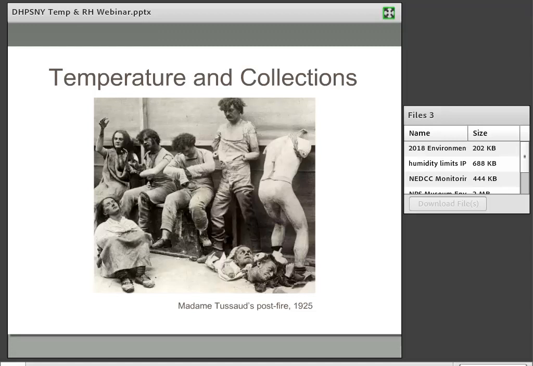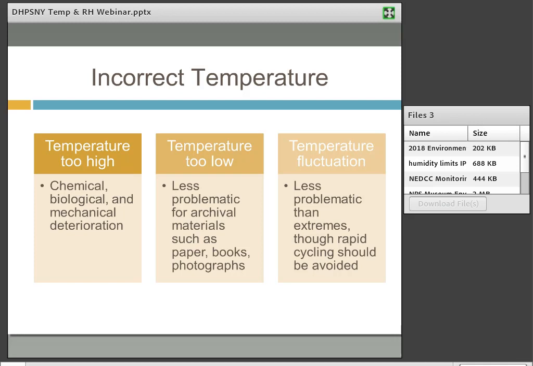So we're going to look at temperature now, but again, please keep in mind that temperature and relative humidity are interdependent. And also, the image there is melted wax figures after a fire at Madame Tussauds in 1925, and it's absolutely terrifying. So you're welcome. Okay, so as with relative humidity, temperature can be problematic when it's too high, too low, or there are fluctuations.